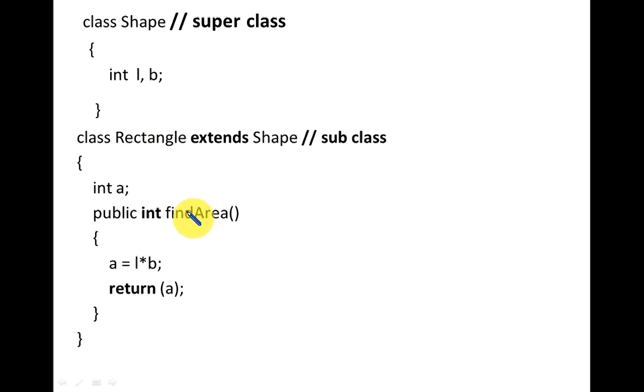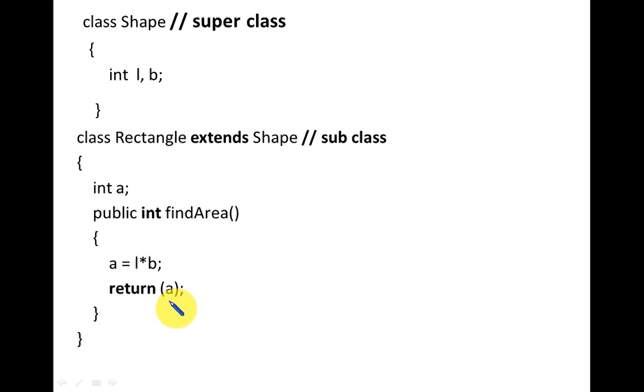findArea is a user defined method, which returns what? Yes, an integer value. By simply multiplying length and breadth we can calculate the area. Then finally we are returning the area value. Whenever there is a return type for a method, the last statement should be what? A return statement.